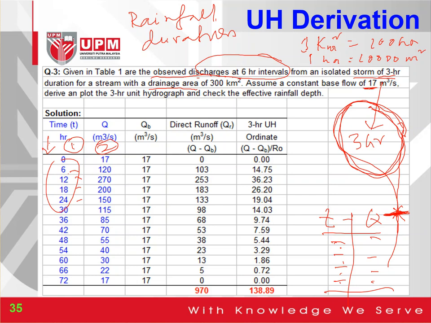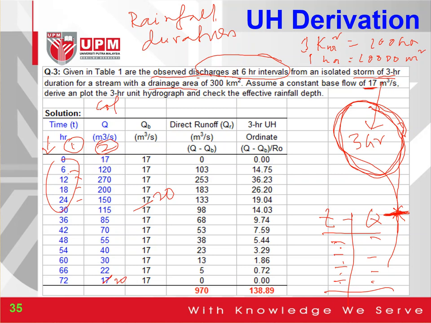Sometimes, let's say this is the stream flow. Let's say it is not 17, but here is, let's say, 20. So in that case, I recommend you to consider the base flow is not 17, just consider 20. The main purpose of this is when we subtract 20 from this Q, column 2.